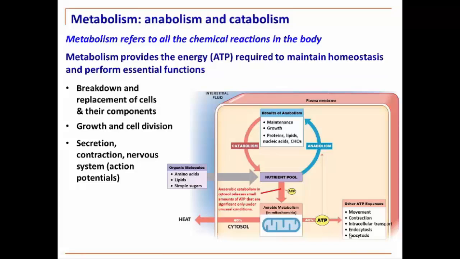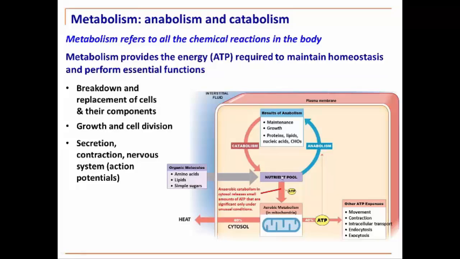So what I want you to do now is just look at this little diagram, and you can see we take in organic molecules from our blood. So that's blood there with the interstitial fluid. That's the fluid surrounding our cells, remember. So it comes from the blood into the interstitial fluid, and then it enters into our cells. And within our cells, we've then got a nice pool of amino acids, lipids, and simple sugars, such as glucose.